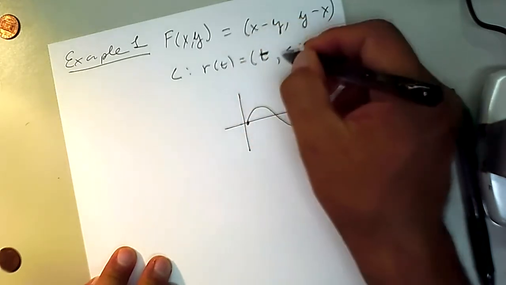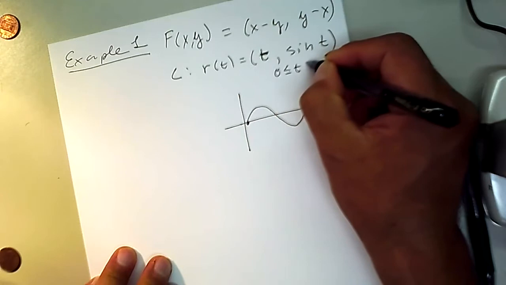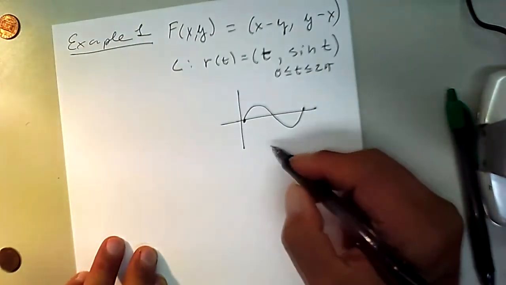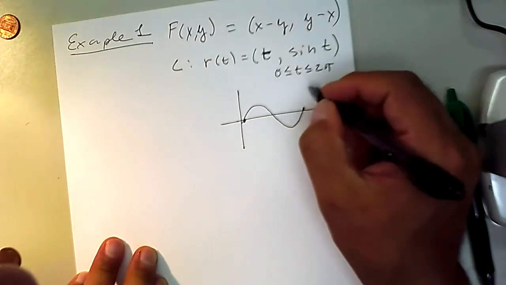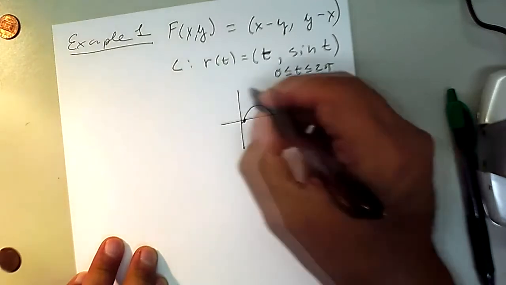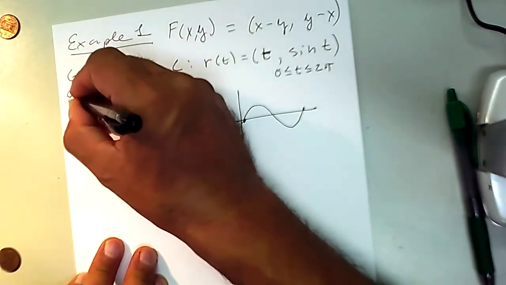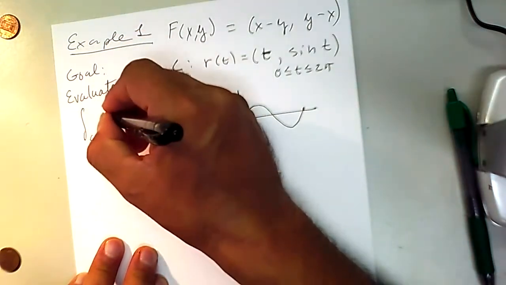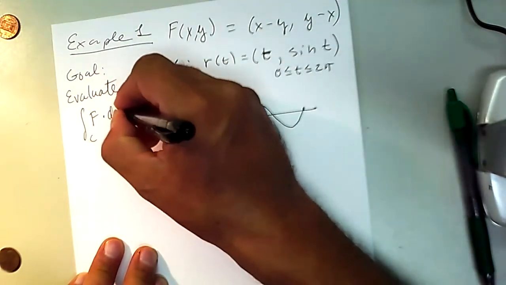Oh, I didn't mention the domain. We should mention it. So 0 is less than or equal to t, less than or equal to 2 pi. So just the first cycle, starting at x equals 0, this point is supposed to be right on the origin. Okay. What we want to do is to evaluate the line integral on this path of the vector field.